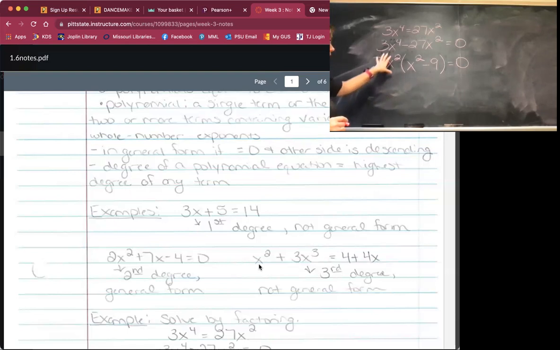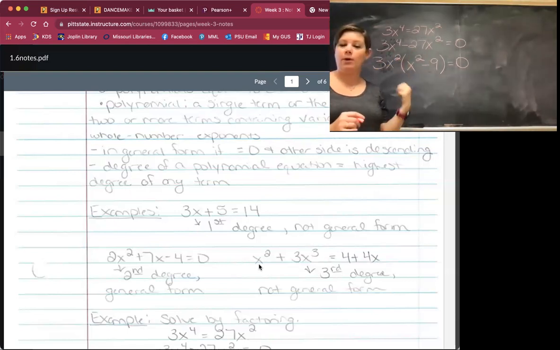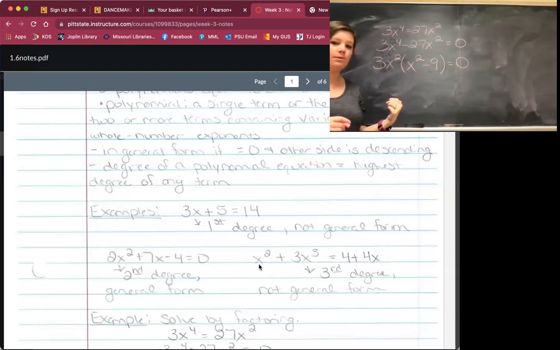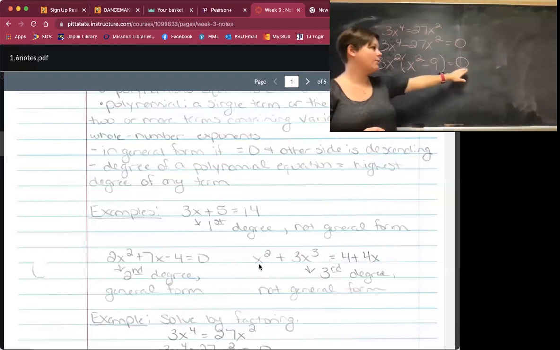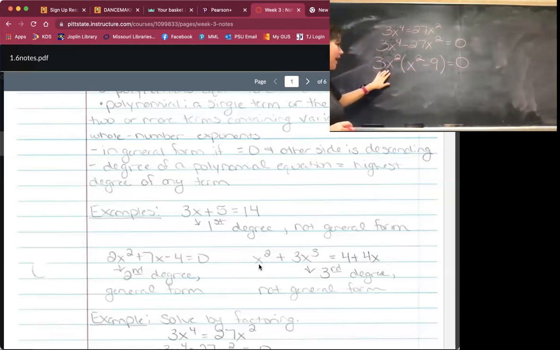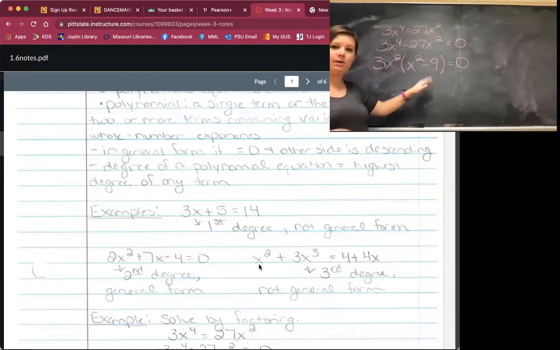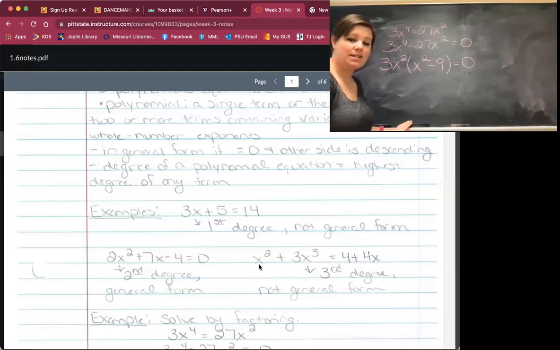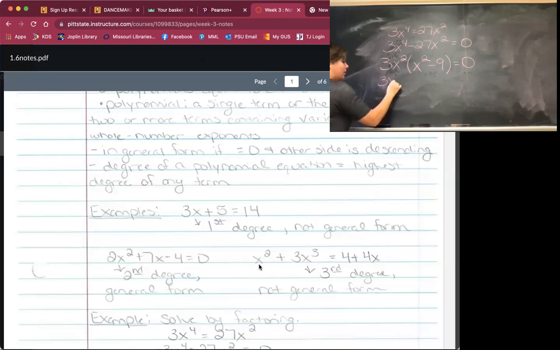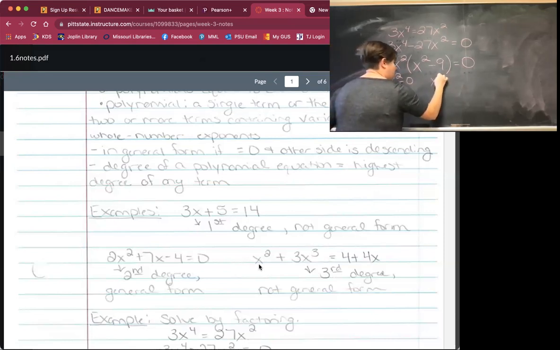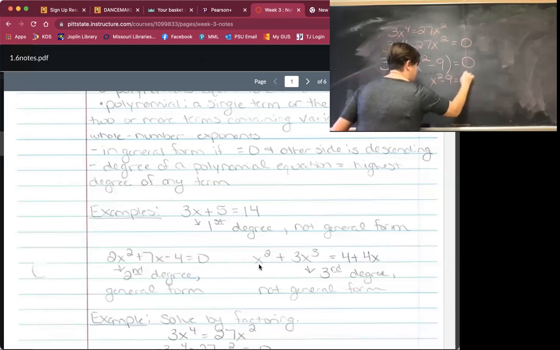Now, once we have 3x squared times x squared minus 9, we have our zero product principle, which says that if we have a times b and that equals 0, then either a equals 0 or b equals 0. So what that means is we can set each of these equal to 0 and solve for our x. So we have 3x squared equals 0, and we have x squared minus 9 equals 0.